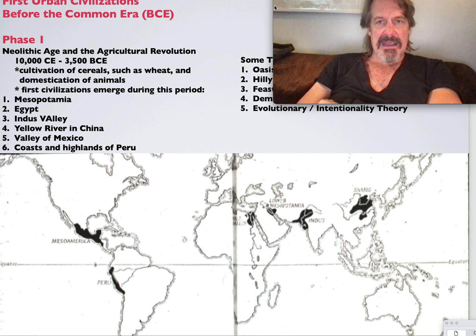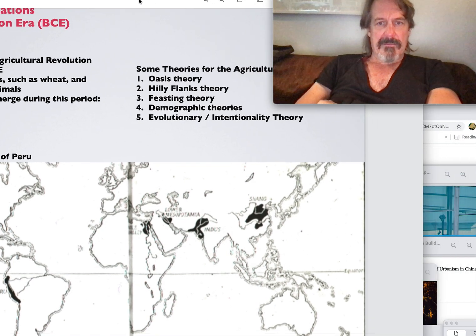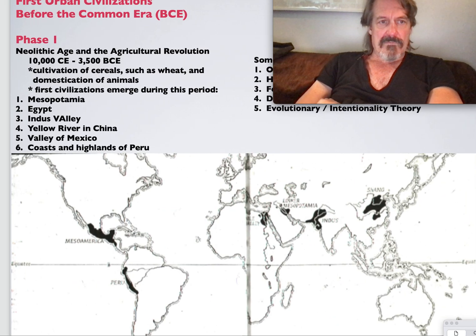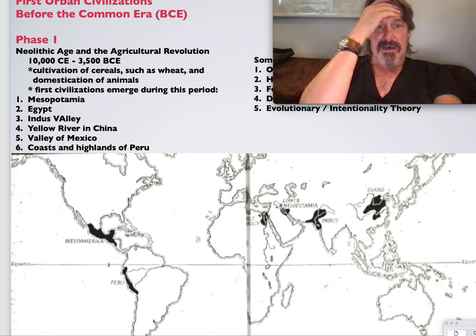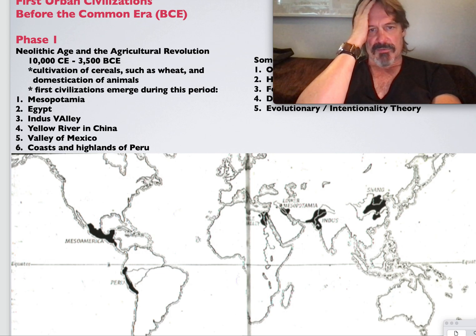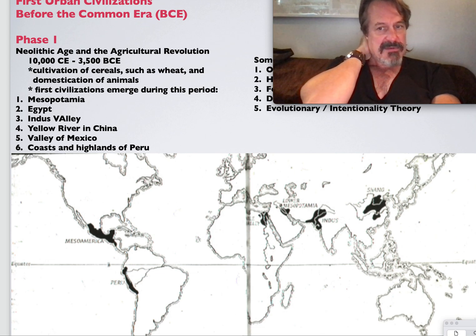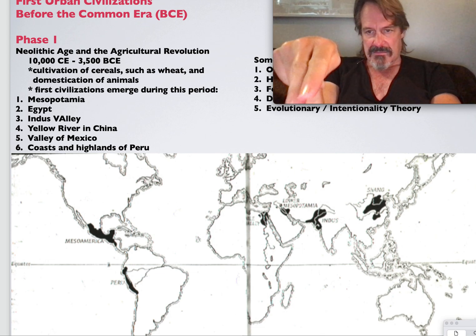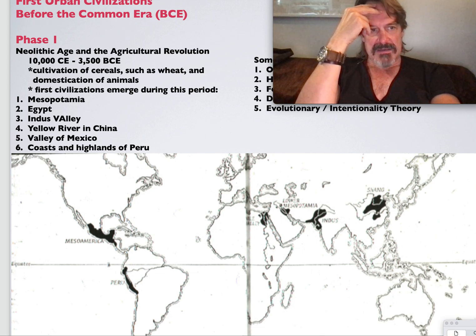Cities became these collective works of objects in Mesoamerica, Peru, the Nile with the Egyptians, the Mesopotamia, the Indus, and around the Chinese lowlands there. Yellow River in China, valleys of Mexico, cultivation of cereals such as wheat, domestic.